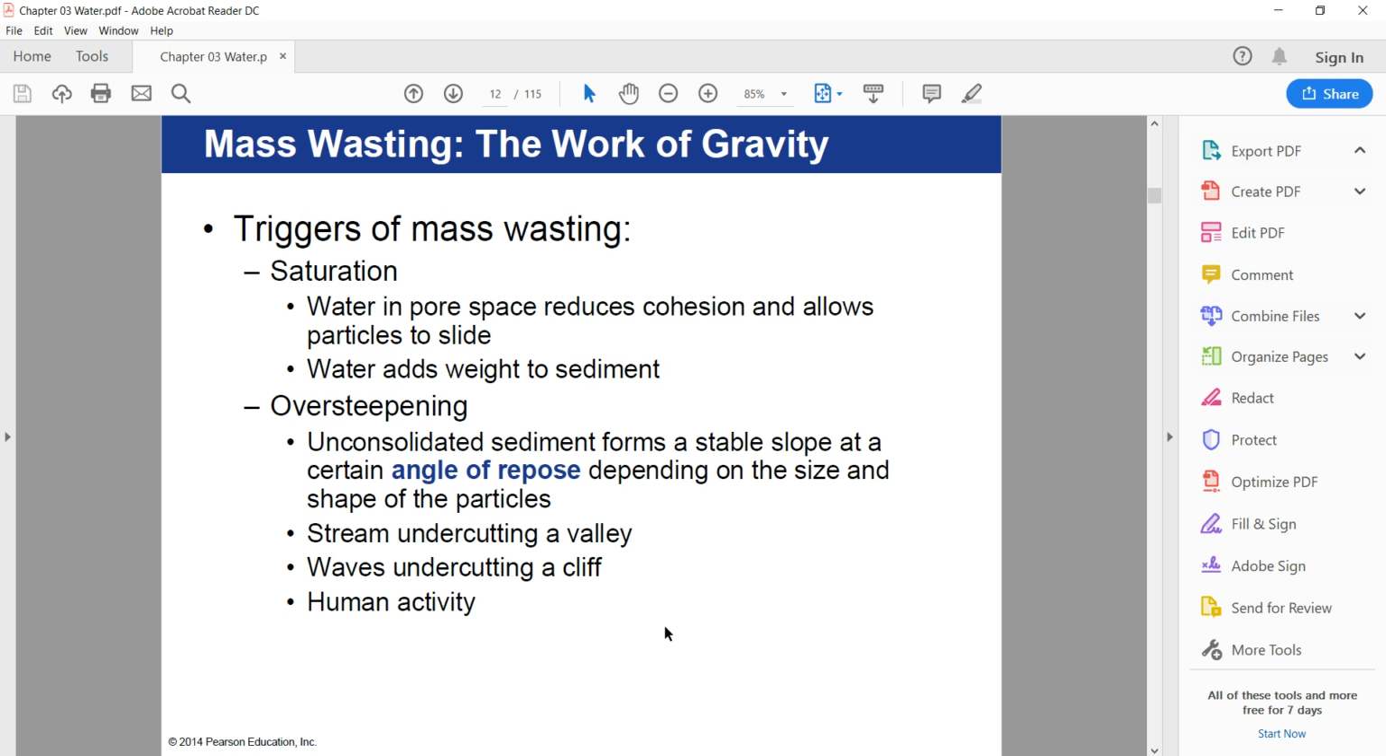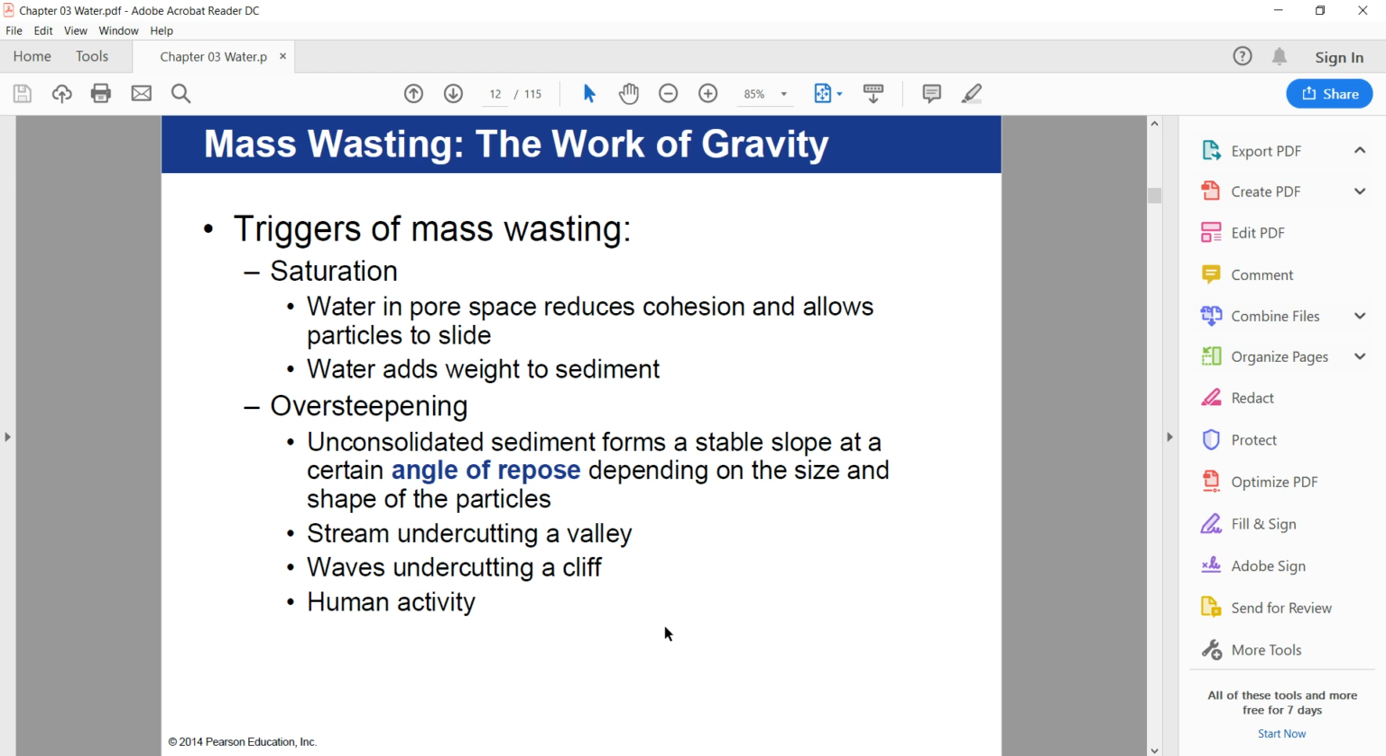Over steepening has another natural cause, the stream that I just talked about. As the river is flowing, it is undercutting the bank of the river, and that creates a valley-like structure, and over time that valley will continue to become steeper and steeper, and that will eventually lead to mass wasting.